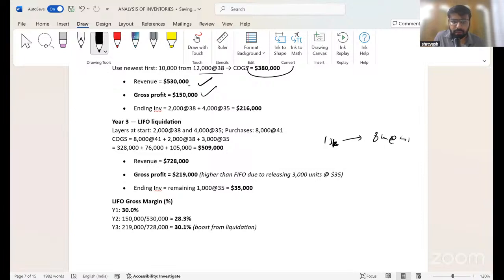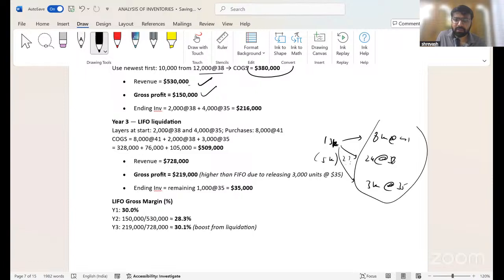Okay, fair enough. Sir, but what about the rest of the quantity? Okay, sir, the rest of the quantity meaning, 8,000 has come. What about the rest of the 5,000? The rest of the 5,000 will come from the older inventory. Which one? The previous year. Okay, sir, in previous year I had 2K left at the rate of 38, and from the first year, I have 3K that is left at the rate of 35. Is that what my COGS would be? Yes. And that makes my COGS at 5,09,000, which is lower than the COGS of FIFO.